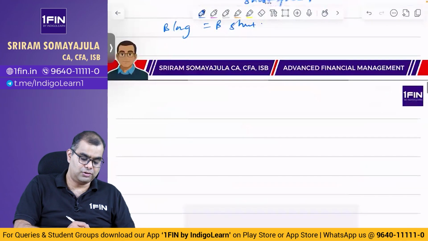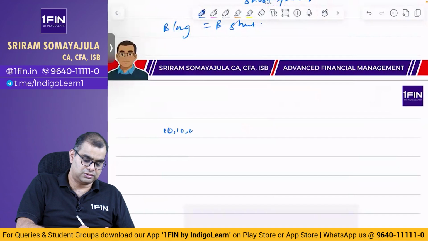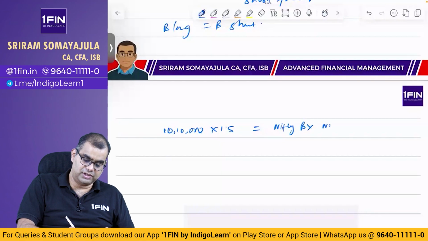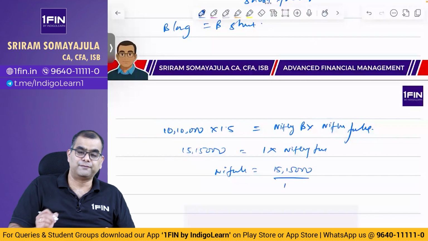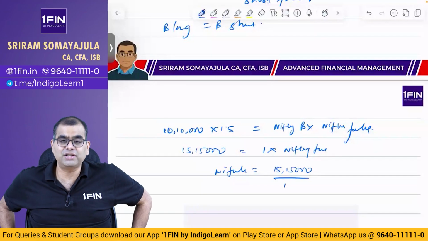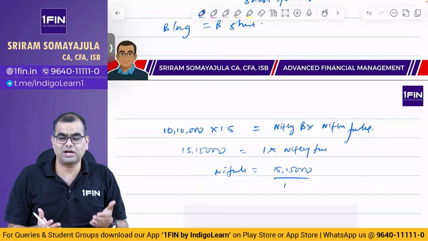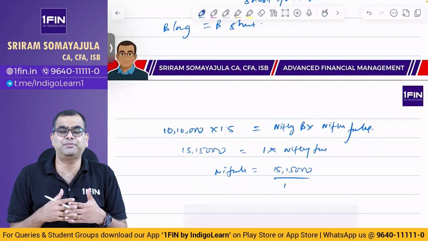Let us equate. So 10,10,000 into 1.5 is equal to Nifty beta into Nifty futures. So this is 15,15,000 is equal to Nifty beta, which is 1, into Nifty futures. So Nifty futures is equal to 15,15,000 by 1. But Nifty futures, will you long or short? See, you have to necessarily short, because one is positive and one is negative, only then adding the two gives zero.